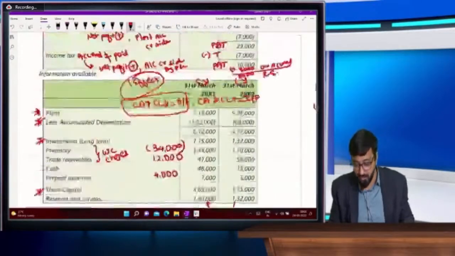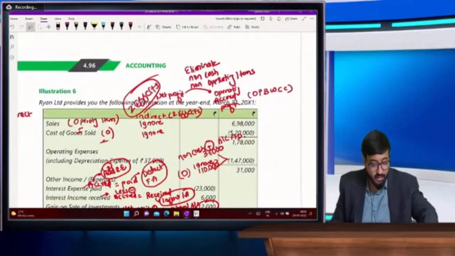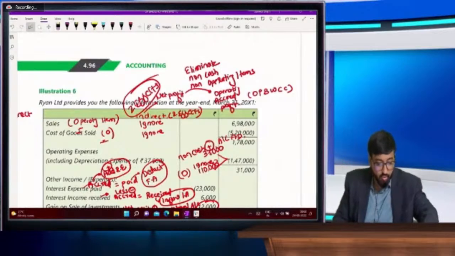So now let's start with the solving part. चलो अभी सॉल्व करना शुरू करेंगे. Now it's action time over. चलो. Let's start.